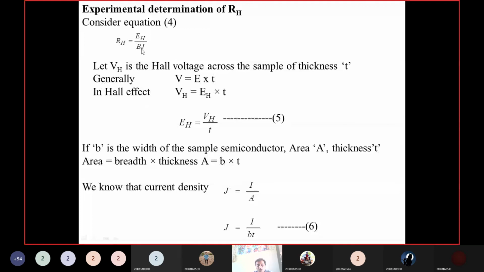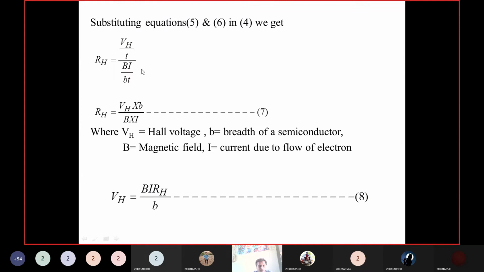Okay. If you simplify it, T gets cancelled. So simply RH is equal to VH into B by B into I. So this is the Hall coefficient RH value, the Hall coefficient in terms of Hall voltage. So Hall coefficient RH is equal to VH into B by B into I.